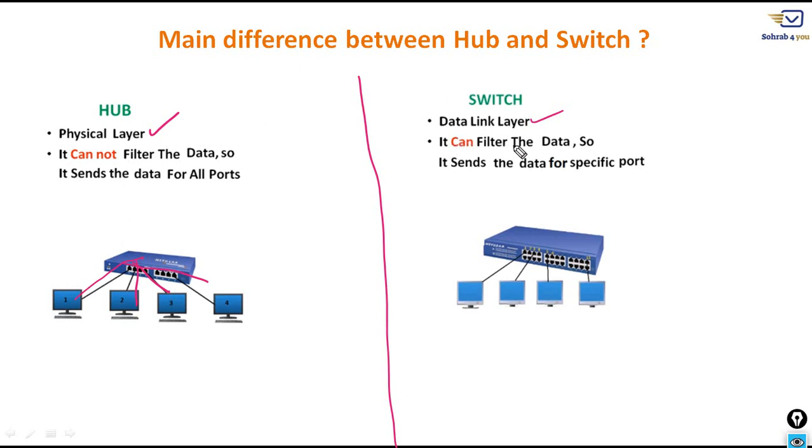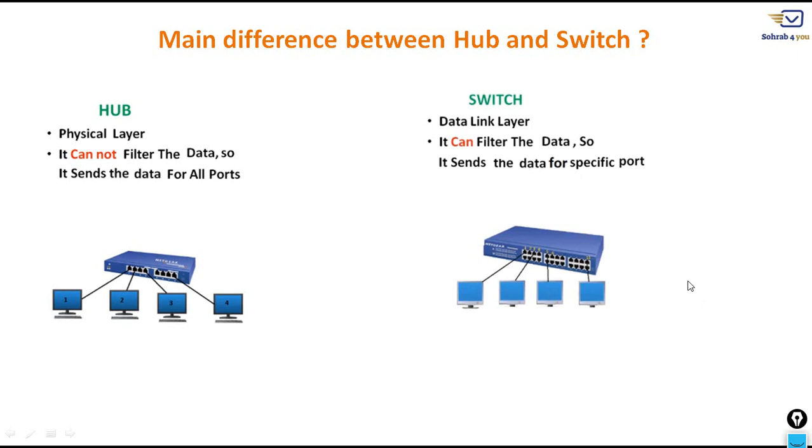But the switch can filter the data. It means it has the CAM table. It knows the MAC address and the port number, then it sends directly. So it sends to a specific port number. When data comes here, it checks the CAM table and sends directly to this one. So this is the difference between switch and hub. The hub is physical, the switch is data link. The hub sends to everyone and the switch sends to a specific one. So this is the difference between hub and switch. Okay.